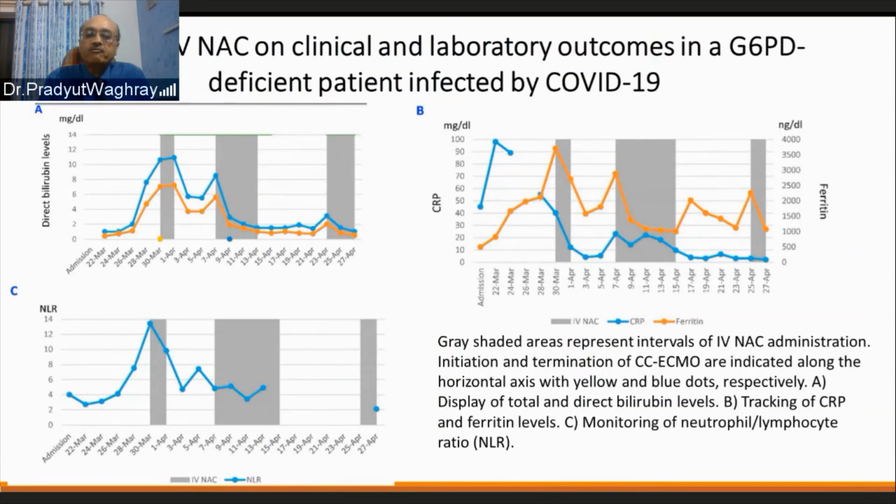The initiation and termination of ECMO, which these patients required, are shown by the yellow lines when the ECMO was initiated and blue dots when the ECMO was stopped. And then the display of total and direct bilirubin on the left side. The B is the tracking of the C-reactive protein and ferritin. These inflammatory markers were tracked, and there was a monitoring done of the neutrophil lymphocyte ratio.